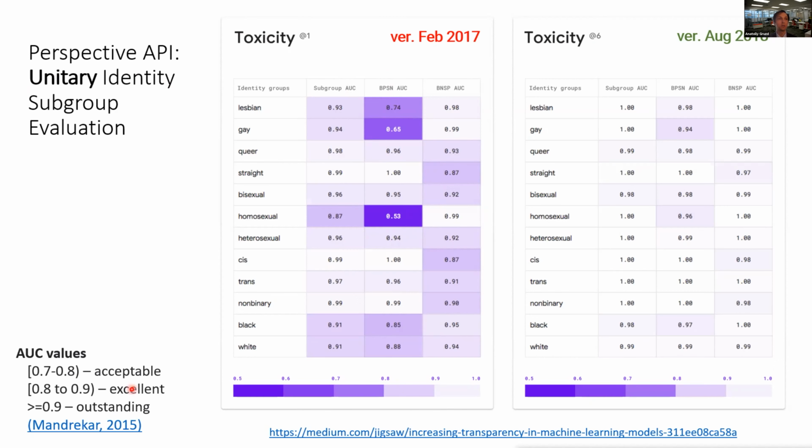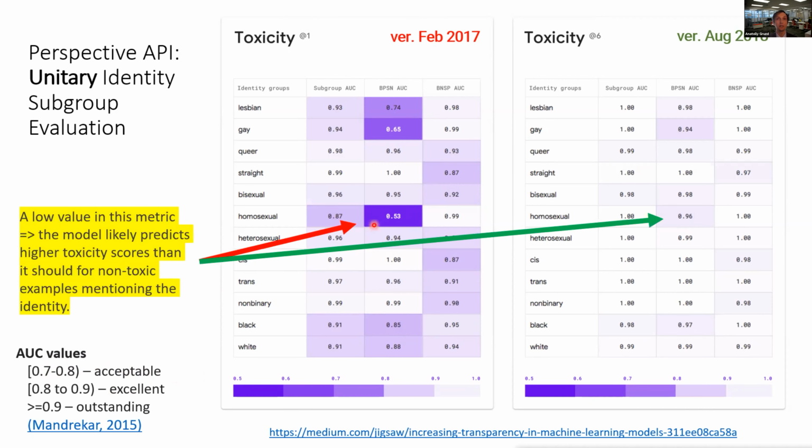So remember, we talked about the AUC value thresholds. Anything below 0.7 is not acceptable for machine learning. And you can see here clearly that in version 1, for any posts that included a word like homosexual, the model will perform poorly. The AUC for certain tests will be 0.5, which is not acceptable. And this indicates that the model would likely predict higher toxic scores than it should for non-toxic examples of that group.